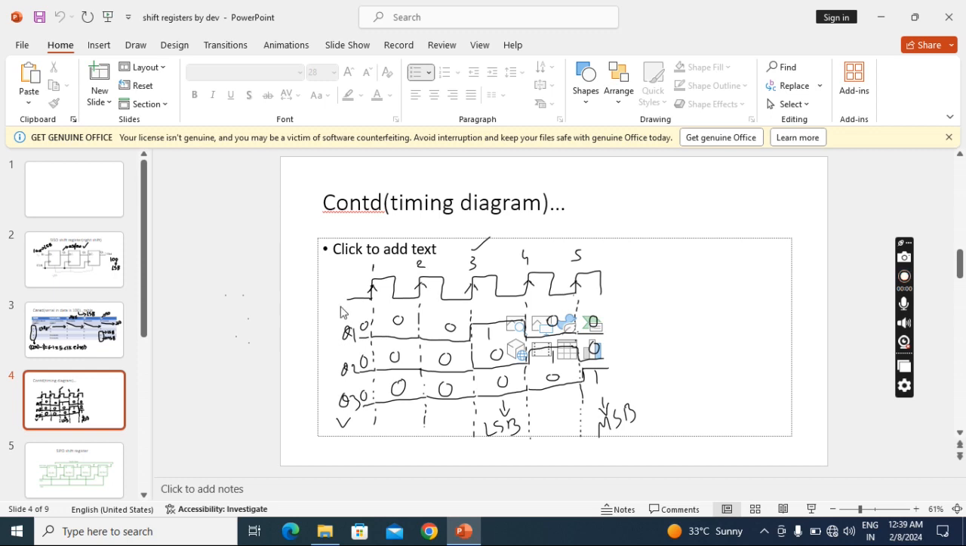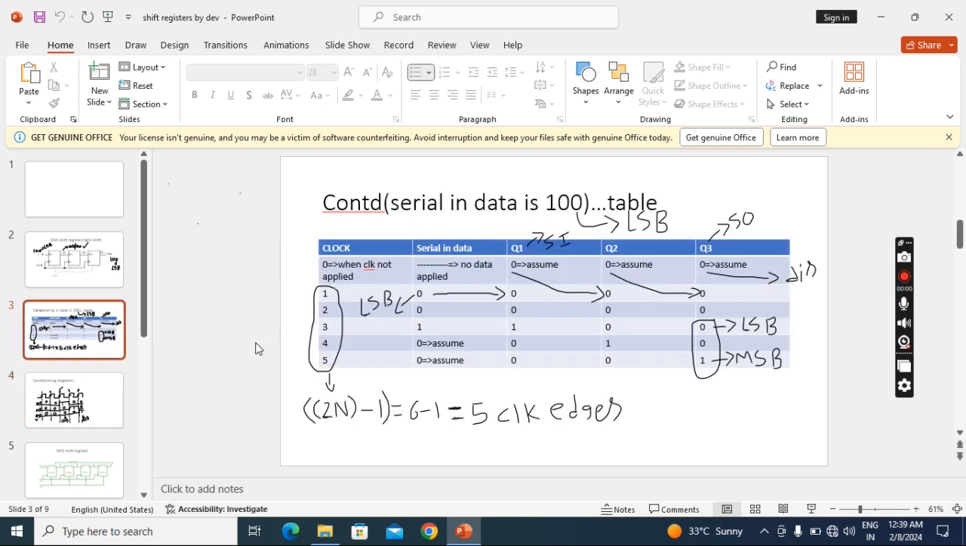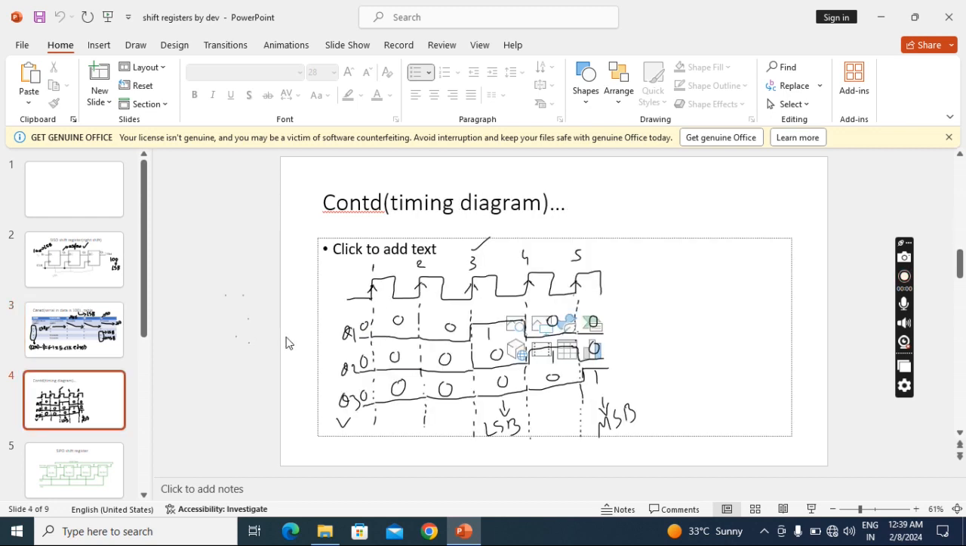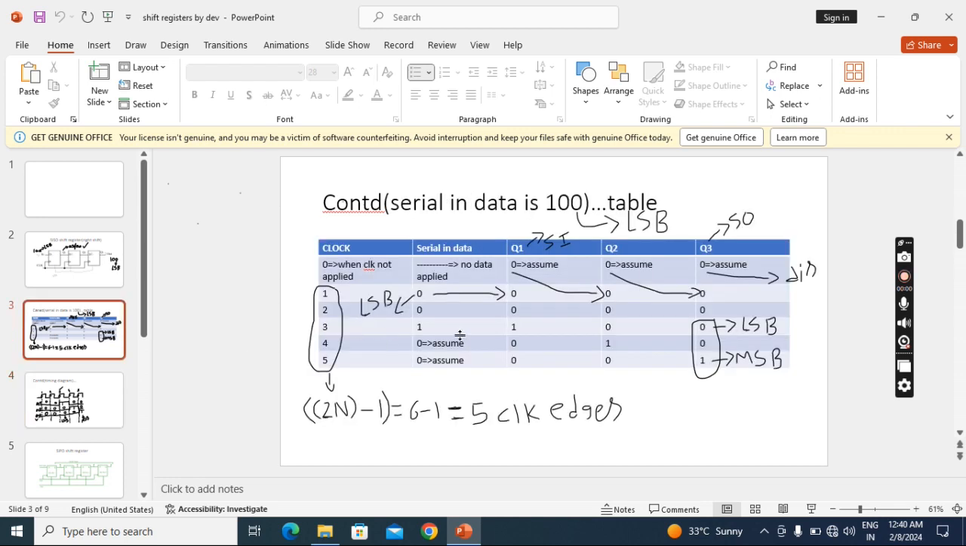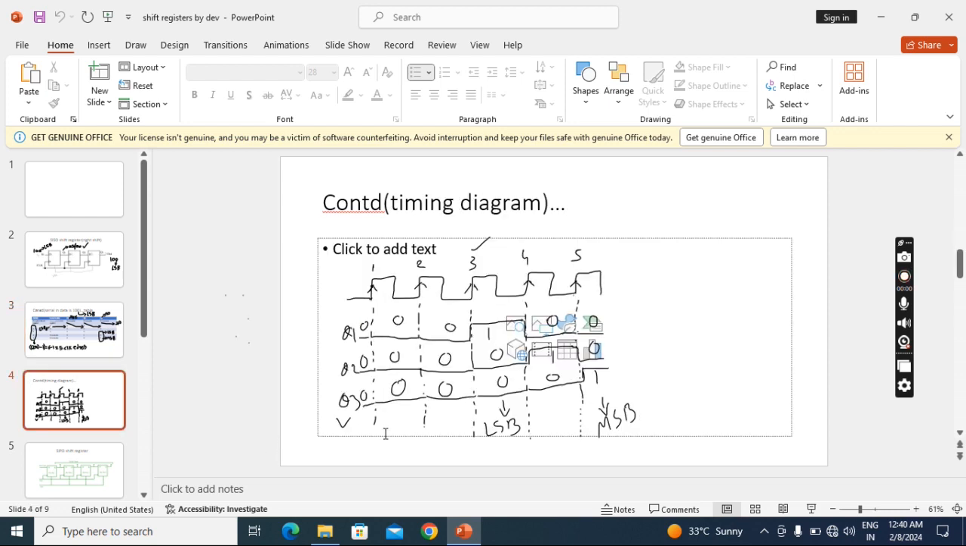0 means low. Then at the first clock pulse, what are the outputs? Again all are zeros. At the second clock pulse also all are zeros. So continue the 0s for the first clock edge and second clock edge also: 0 0 0 0 0 0. Now at the third clock pulse, what is the status? Q1 is 1, the remaining two are zeros. So Q1 at the third clock pulse goes to 1, and Q2 is still 0, Q3 is 0.